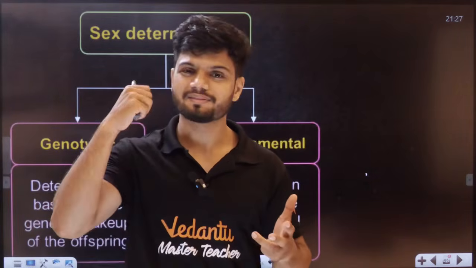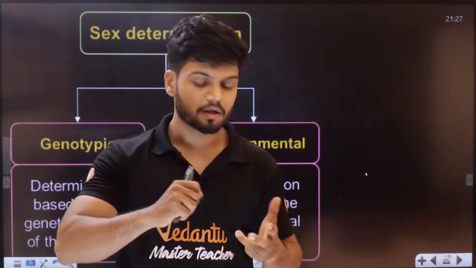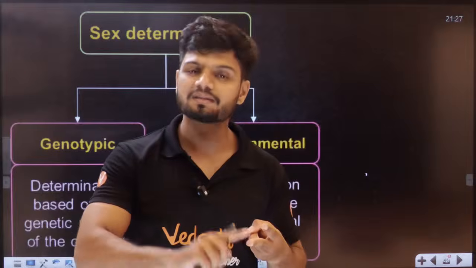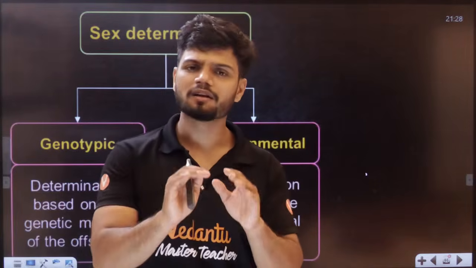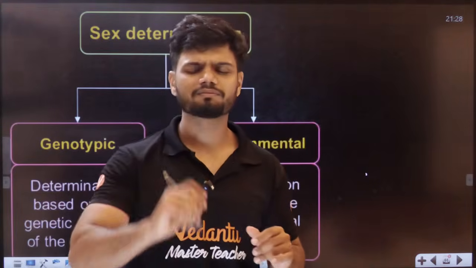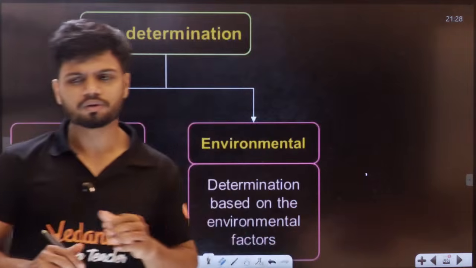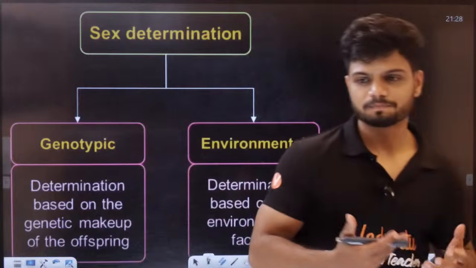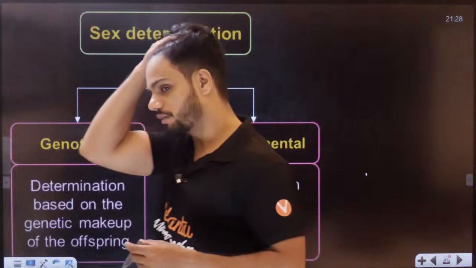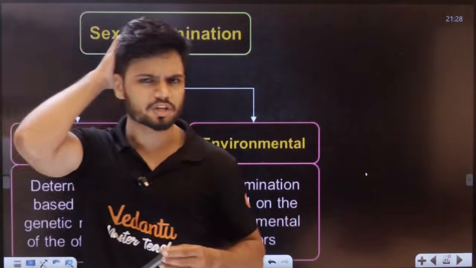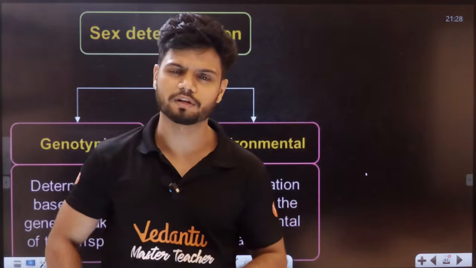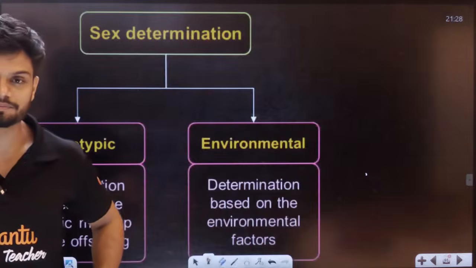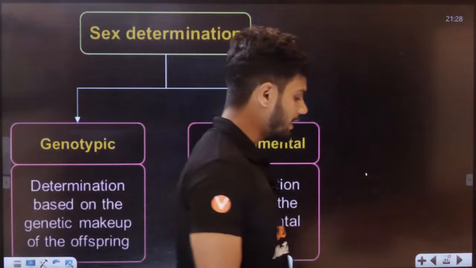Sex determination will get over in 10 to 15 minutes. Mutation 5 to 10 minutes. Pedigree analysis 10 minutes. And the entire disorders 15 minutes. So roughly around 45 minutes we can wrap up the chapter. Technically 45 minutes is enough, right? So shall we start the next topic, sex determination?